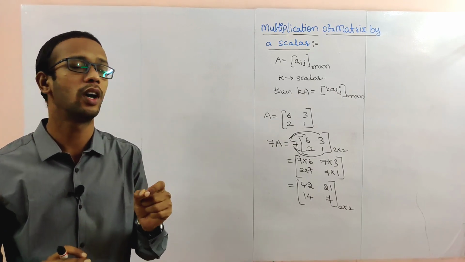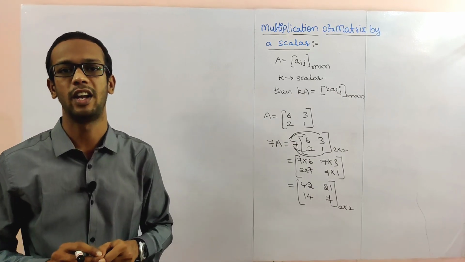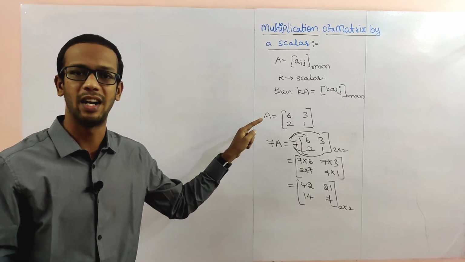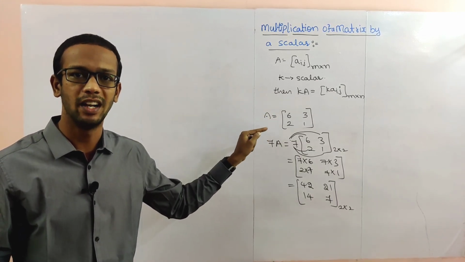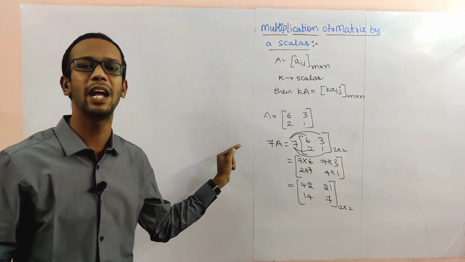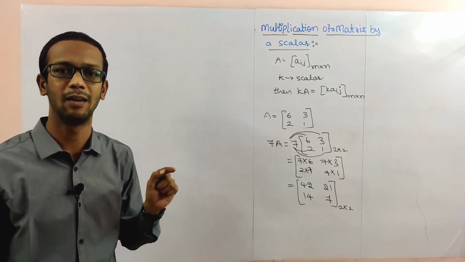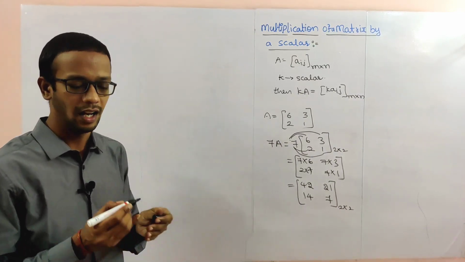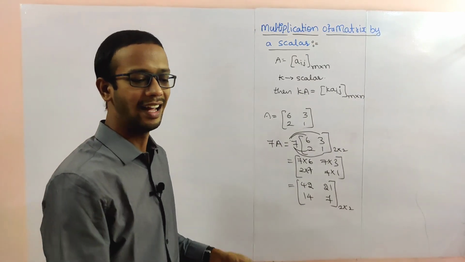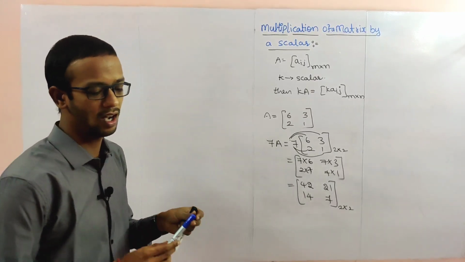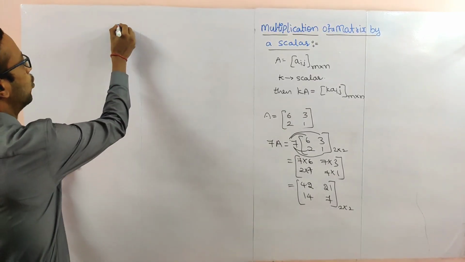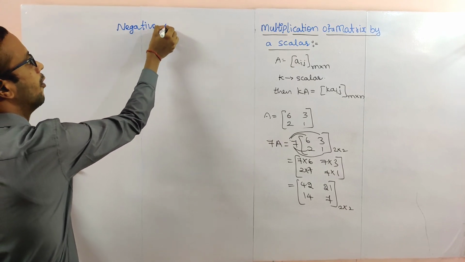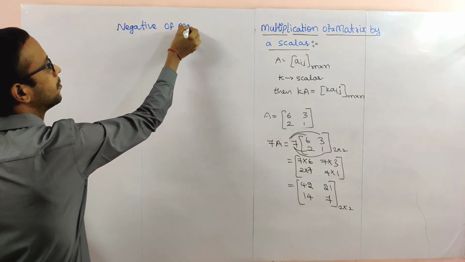This is a very important one. Scalar multiplication means each and every element in the matrix is multiplied by that scalar. So next concept, is this one clear? I hope you are clear on this totally. Next concept is negative of matrix.